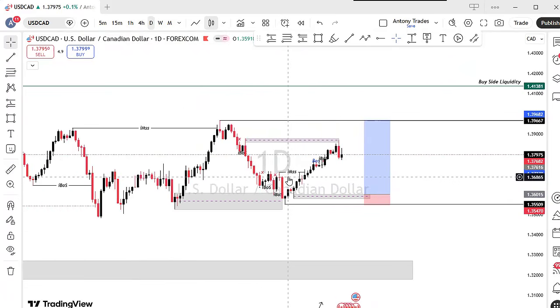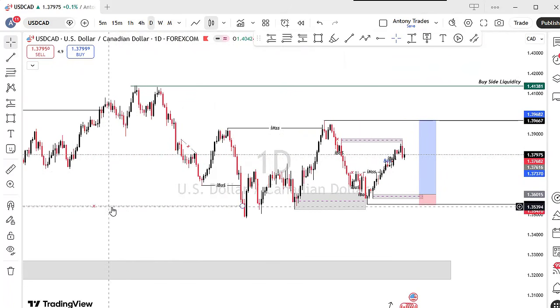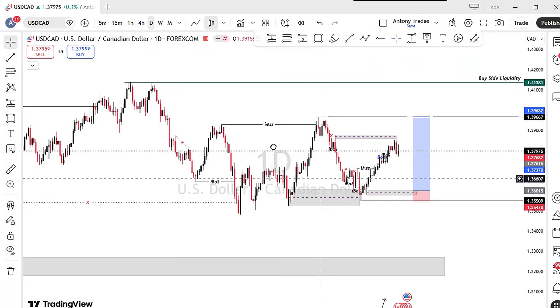So now when I go to the daily time frame, I can see that after the market swept this liquidity, it gave us this internal change of character, a very beautiful internal change of character here.